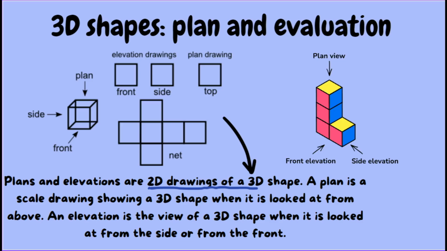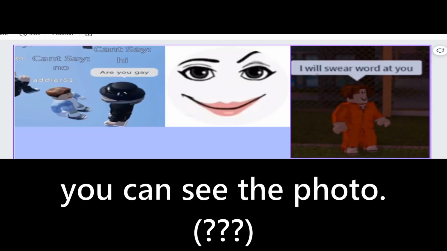3D shapes, plans and elevations. Plans and elevations are 2D drawings of a 3D shape. A plan is a scale drawing showing a 3D shape when it is looked at from above. An elevation is the view of a 3D shape when it is looked at from the side or from the front. You can see the photo.